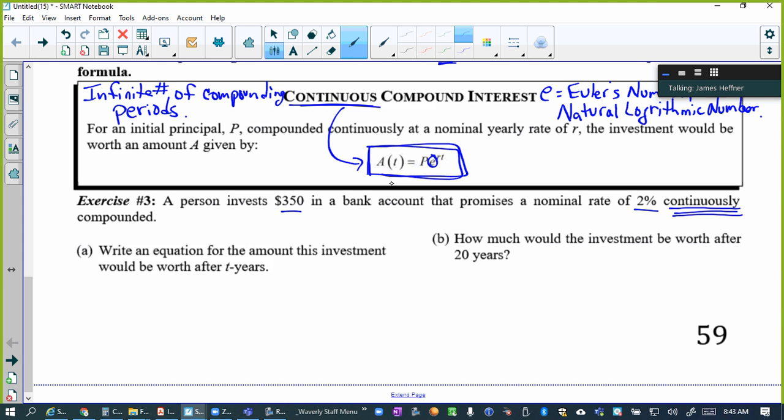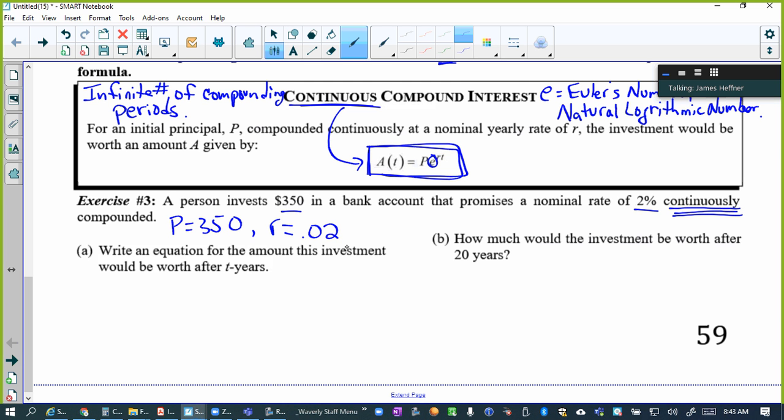So our P in this case is what? 350, right? And what's the r? Not 2. What do we always do to that thing? Move the decimal twice to the left. 0.02, right?